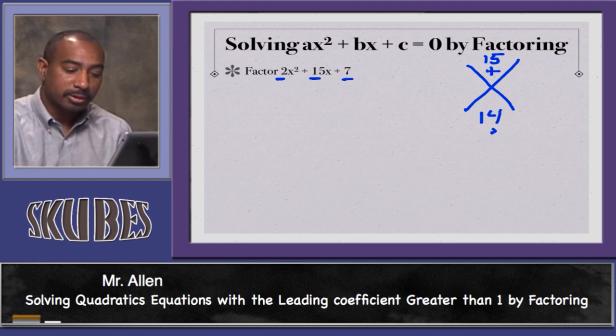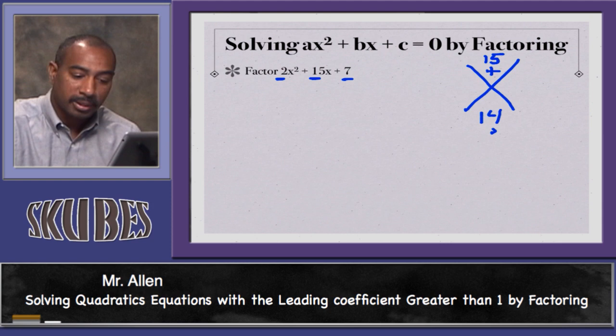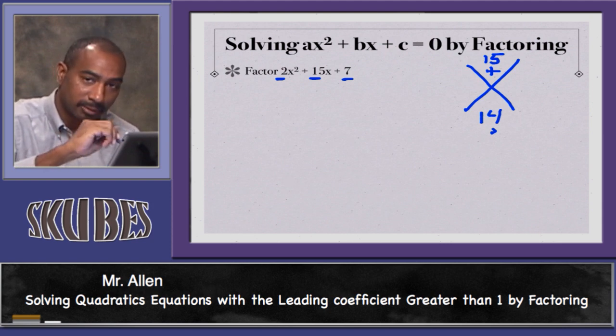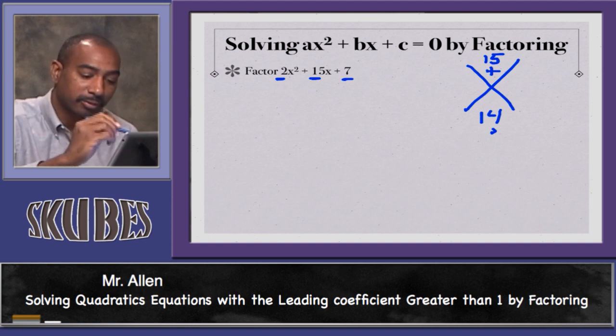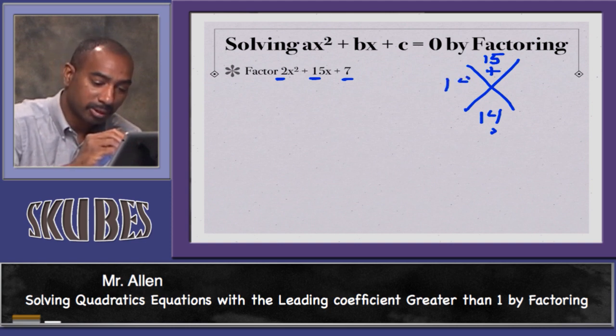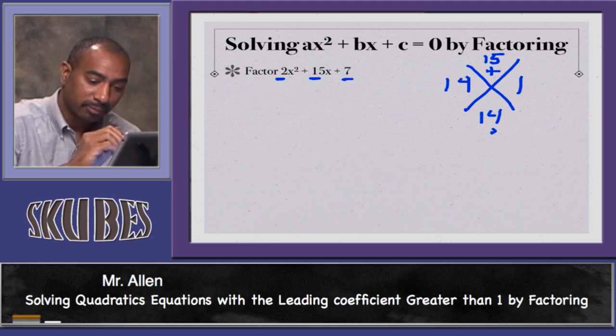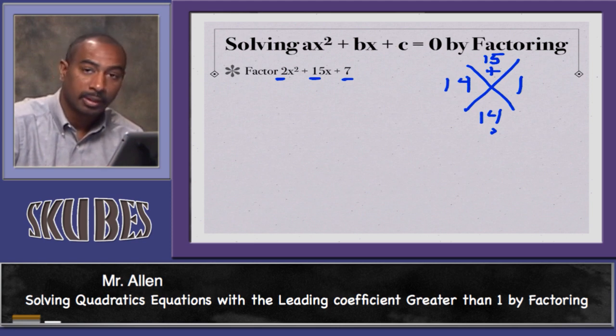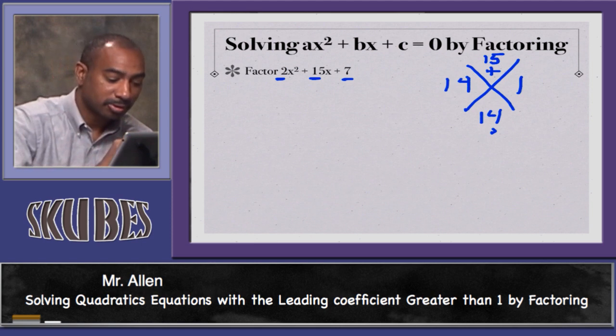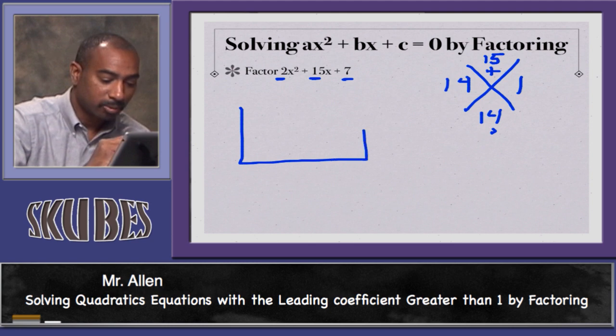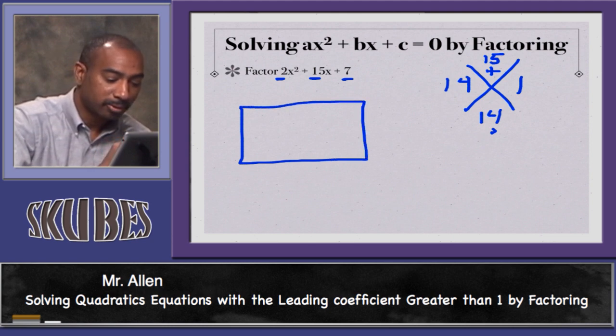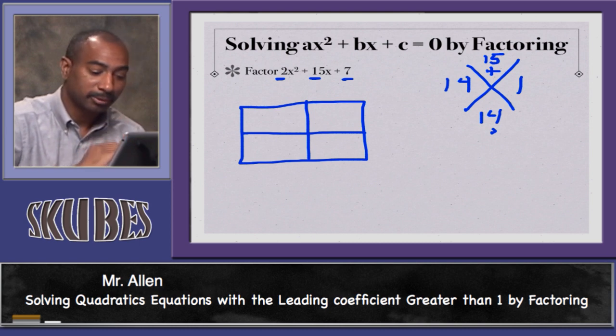And you want to say to yourself, what two numbers multiply to 14, but at the same time have a sum of 15? If you think about that carefully, it has to be 14 and 1. Because 14 times 1 is 14, and 14 plus 1 is 15, which will match that middle term. And what you want to do is use the geometric box. And we're going to work backwards to get the two binomials that multiply to this trinomial.